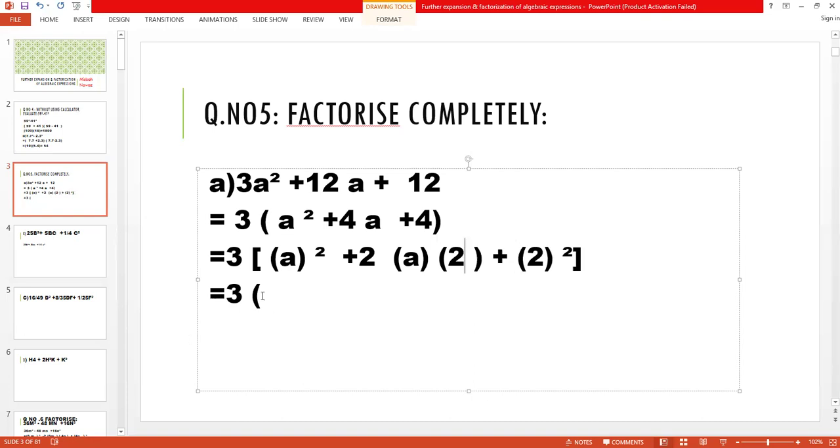You have to write the first term, that is a, and next you have to write the second term, that is 2, and you have to take its whole square. So it is equal to 3. First you have to take 3 common, and then you have to solve as you have already solved in the first 3 questions of this exercise, where you have to use this first identity, that is called perfect square.